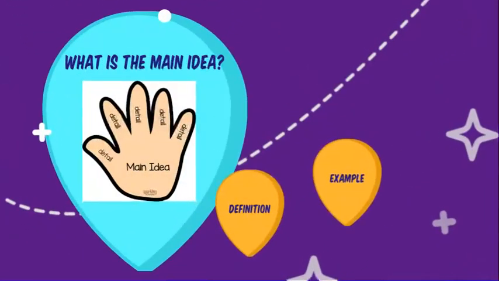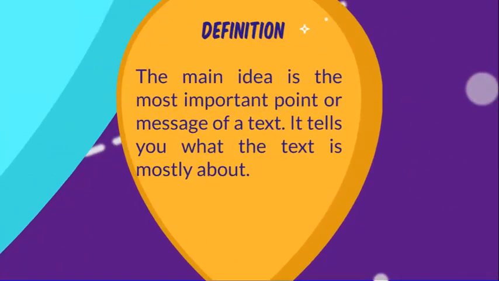So, let's first understand what the main idea is. The main idea is the most important point or message of a text. It is what the writer wants you to know or understand. That is the main idea. It tells you what the text is mostly about.